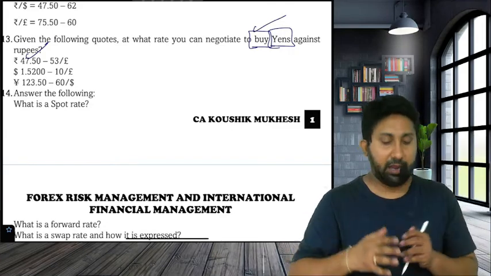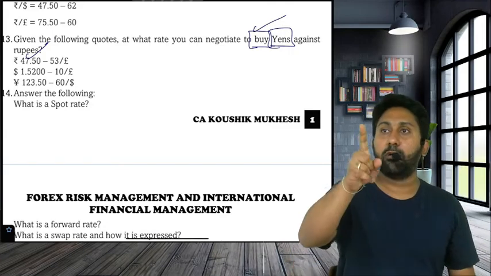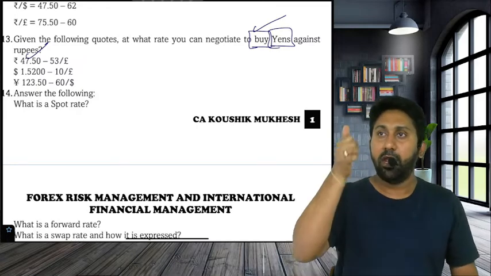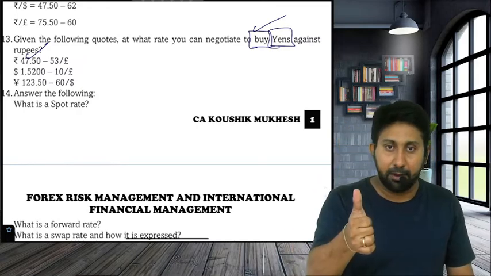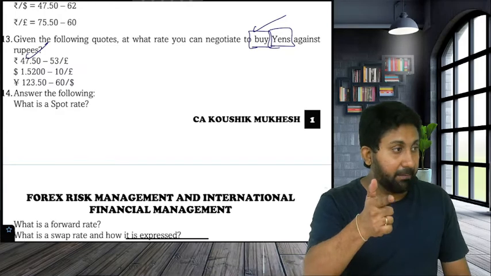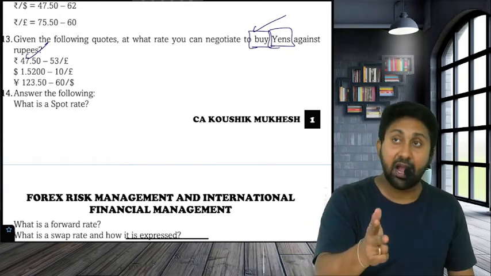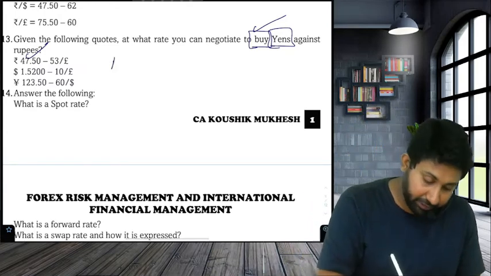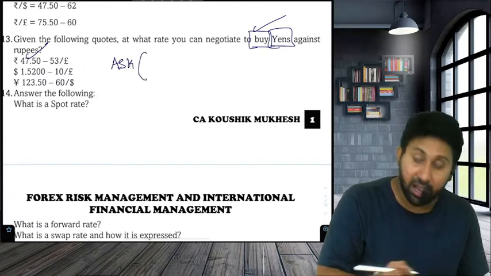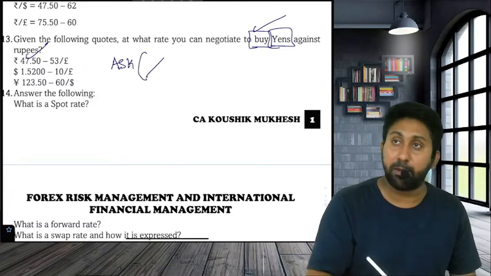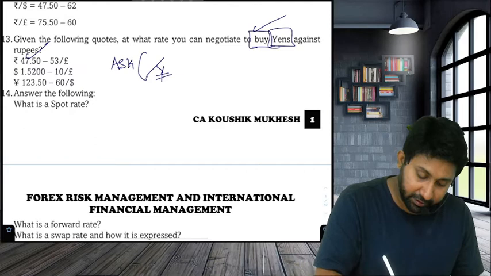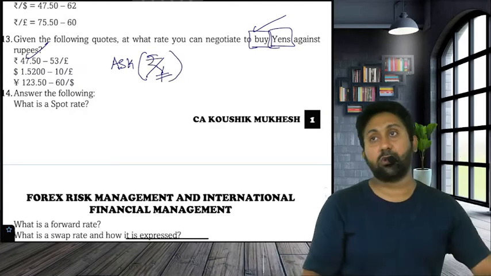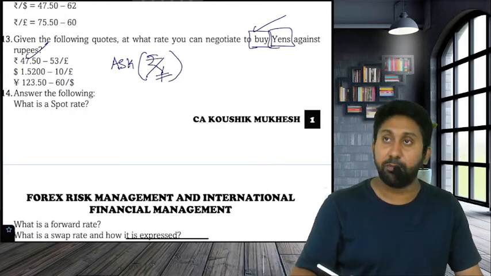Now listen. I am an Indian banker. I want to buy yens. So the bank has to sell yens. Bank sells at a higher rate. Higher rate will be the ask rate. Therefore, required quotation is ask of, I want to buy yens, against rupee. This is how the quotation should be: ask of rupee by yen.